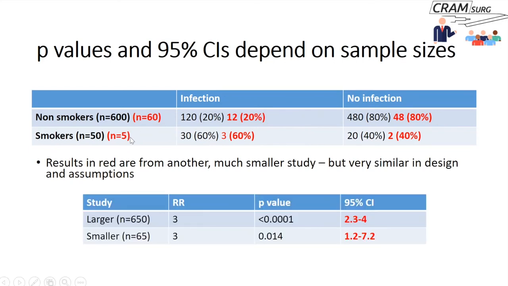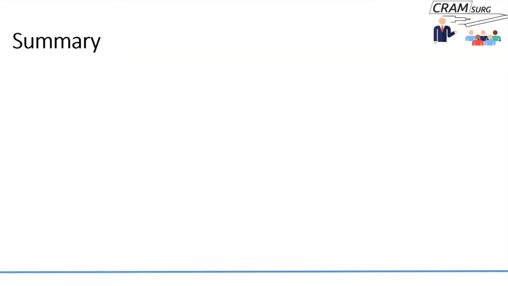So if you then compare the parameters in the larger study and the smaller study, what you will see is that the relative risk is the same because these studies are very identical in design, but the p-values and 95% confidence intervals suggest that the strength of evidence is not that high in the smaller study. So in other words, p-values and 95% confidence intervals depend a lot on sample sizes. Okay, so I hope that made sense.